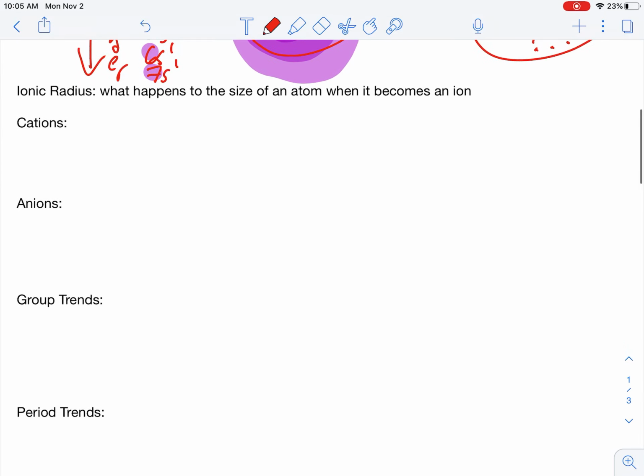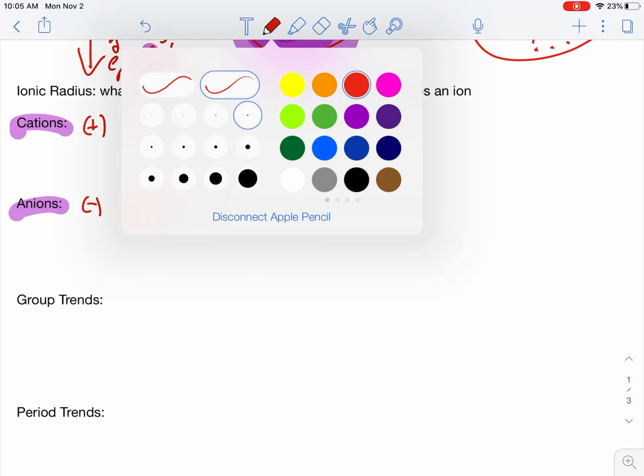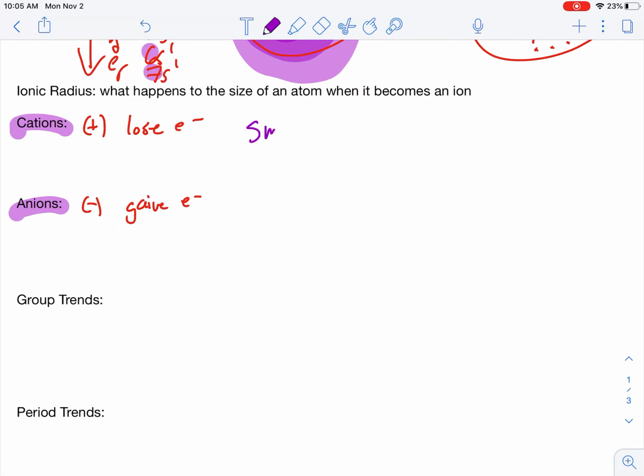All right, now ionic radius. You guys should probably remember we have cations, we have anions. Cations are positive, they lose electrons. Anions are negative, they gain electrons. At first glance, it should make sense. When you lose something, you should get smaller. When you gain something, you should get bigger. But why? Why does this happen?